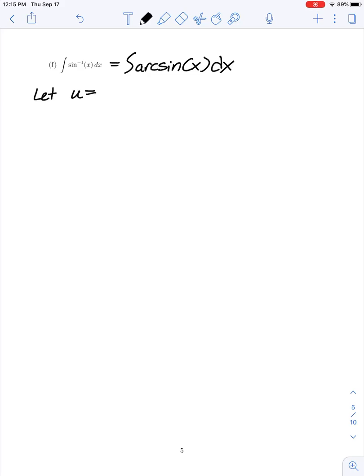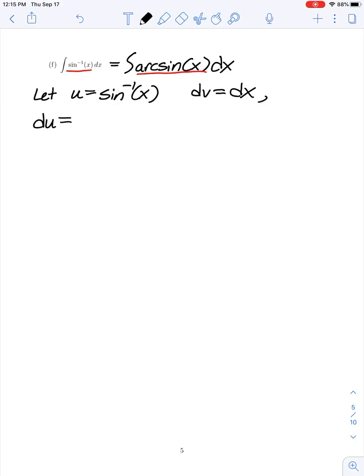We are meant to choose part of our integrand as u, and part of it as dv. So I'm going to choose u as the sine inverse or arc sine of x term. I don't know how to integrate that function, so I don't want to choose it as my dv, because to find v, I would have to integrate it. So instead, let's choose u as this arc sine of x term, in which case dv is everything else, which would just be dx.